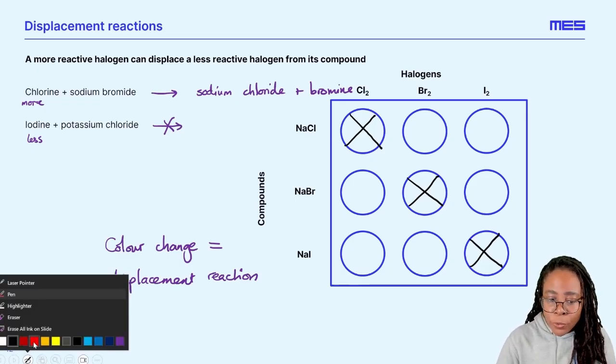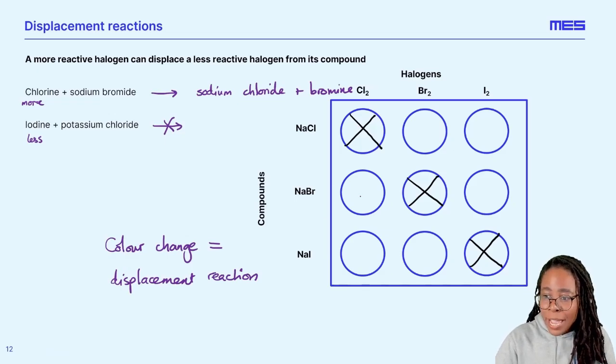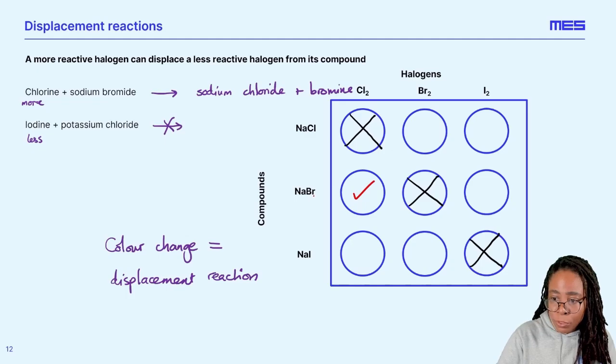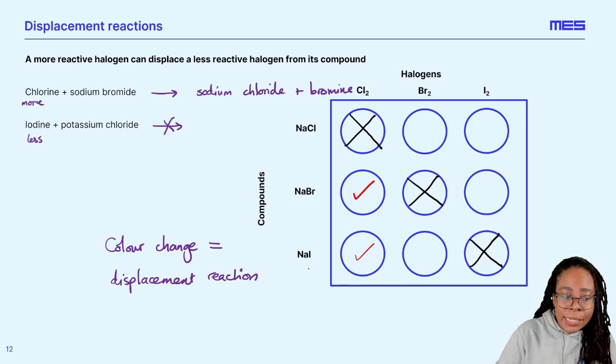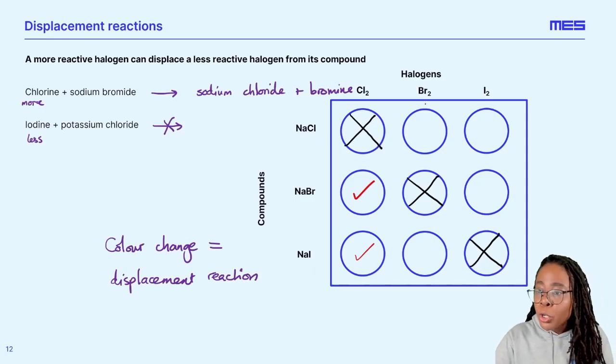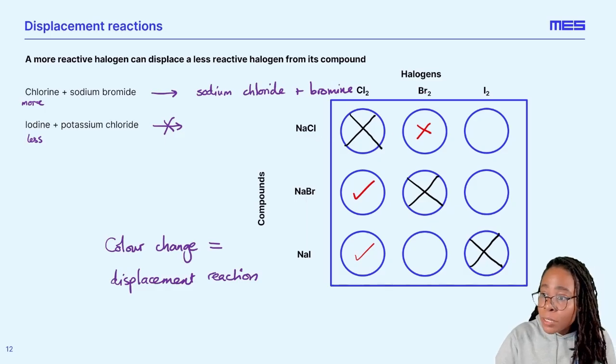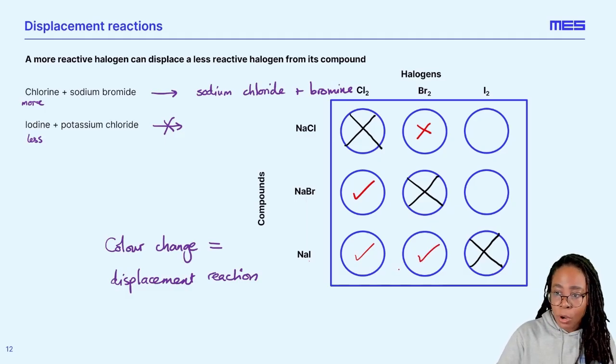So, for example, if we've got chlorine reacting with sodium bromide, as we already established, we will get a displacement reaction because the chlorine is more reactive than the bromine, so can kick it out of its compound. And then same here, chlorine is more reactive than the iodine, so we'll be able to kick the iodine out of the compound. Moving across to the bromine, if we react bromine with sodium chloride, bromine is less reactive than chlorine, so is not going to be able to kick the chlorine out of its compound. But bromine is more reactive than iodine, so will be able to kick the iodine out of its compound.